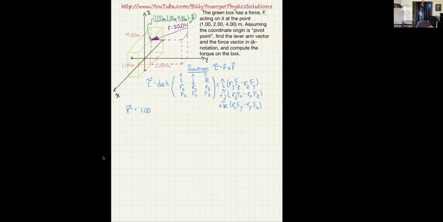1.00 meters times i hat plus 2.00 meters times j hat plus 4.00 meters k hat. So that's our vector, one of the vectors they're wanting. I'm just going to underline it so we can easily pick it out.